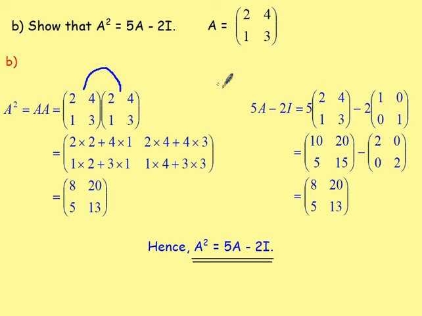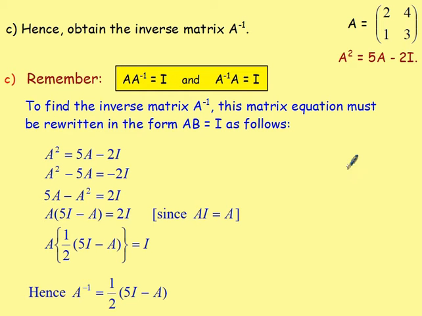You'd have matrix A times matrix A. 5A take away 2I is 5 times matrix A, take away 2 times your identity matrix, multiplied by the scalar, subtract the corresponding entries. Ta-da! And you have shown that A squared equals 5A take away 2I. Well done. Part C, hence obtain the inverse matrix A to the -1.